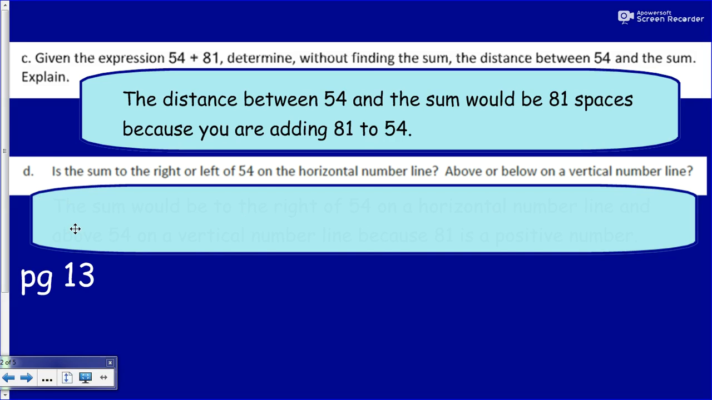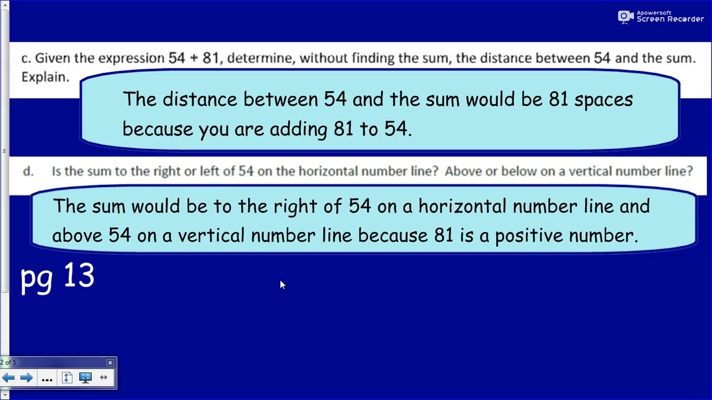Question D is on your next page, and it wants to know if that sum would be to the right or left of 54 on a horizontal number line, and above it or below it on a vertical. Well, because 81 is positive, the sum is to the right on a horizontal and above on a vertical. And again, it's because it's a positive number. If it were negative, however, we would be moving to the left and down.